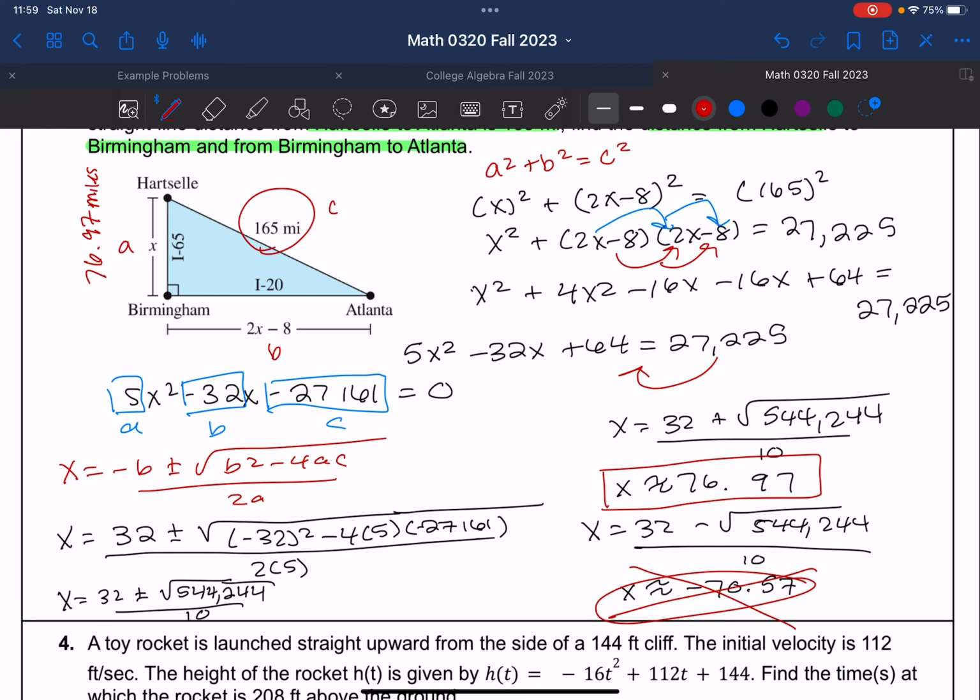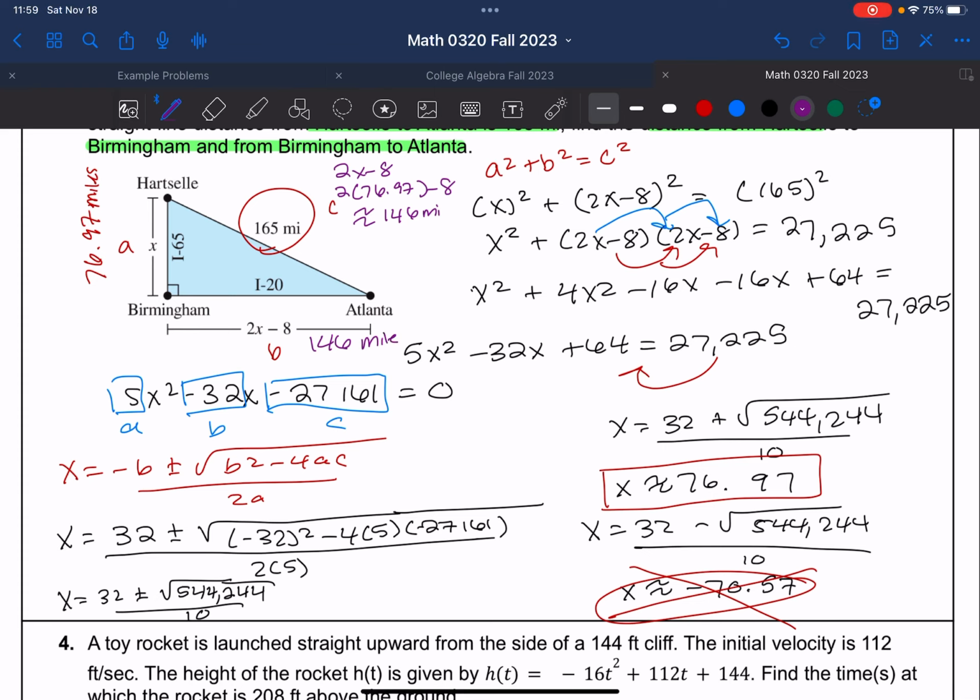But we still need to find the distance from Birmingham to Atlanta because that distance was not x. It was 2x minus 8. So kind of ran out of space here. Do it another color so we don't mix them up. So 2x minus 8 means I have 2 times 76.97 minus 8. And if I put that into the calculator, I get approximately 146 miles. So that means from Birmingham to Atlanta, that's 146 miles.